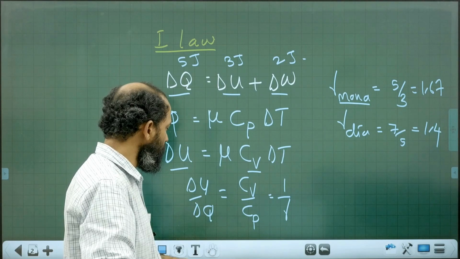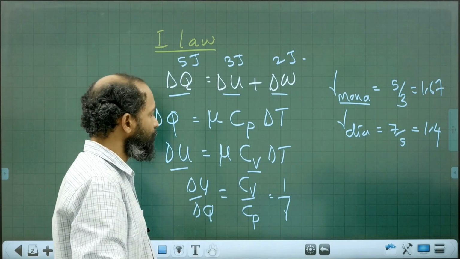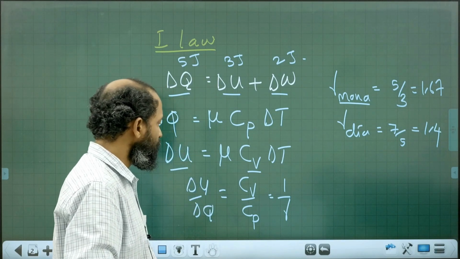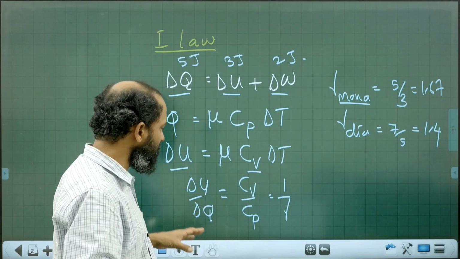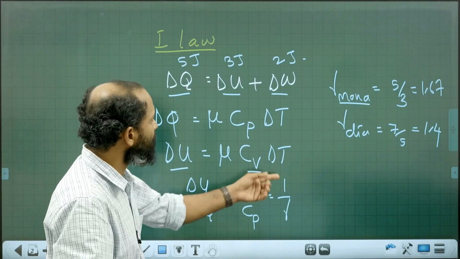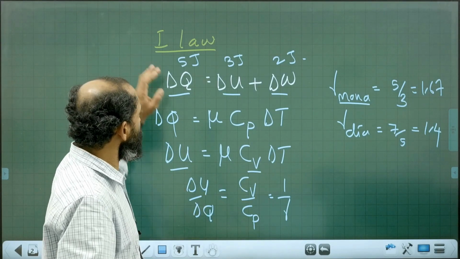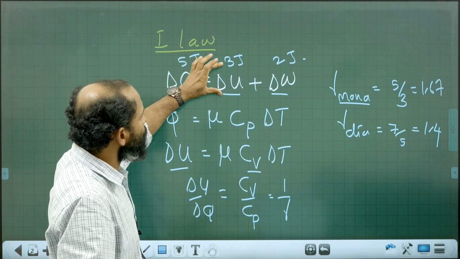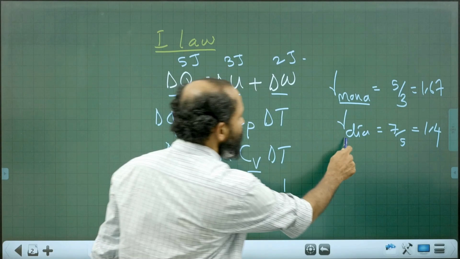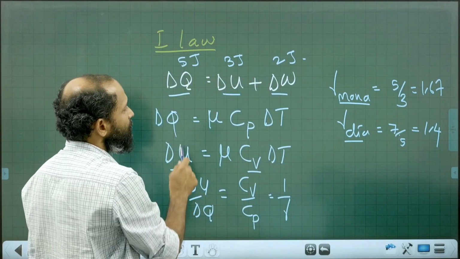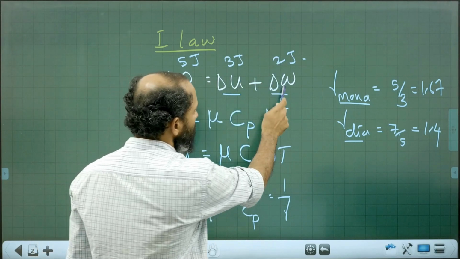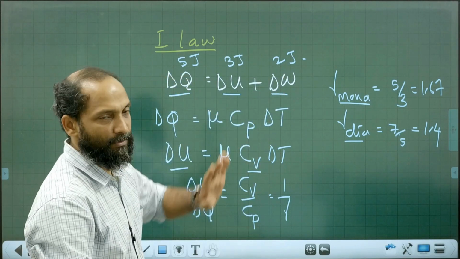Delta Q is the amount of heat energy supplied to the gas. Delta U is the change in internal energy. So what fraction of the supplied heat is used as change in internal energy? That is referred to as 1 by gamma. If delta Q is 5, delta U is 3 and delta W is 2. That's the mathematics. For a diatomic gas, this 5 will be replaced by 7, 3 will be replaced by 5, and W remains the same 2.